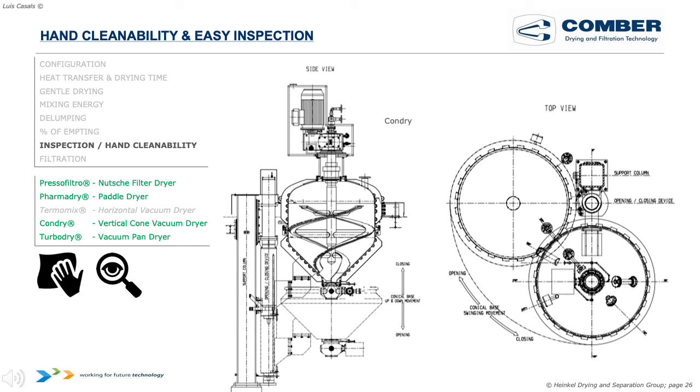Single column supporting leg and bottom rotation for a better hand cleanability and direct inspection is also available in the Con Dry. This is what you can see in this slide. First, how easy it is to rotate the bottom to be removed from the vertical axis, and in the center of the slide, how we can lower the bottom with just one single column, with just one single hydraulic piston.